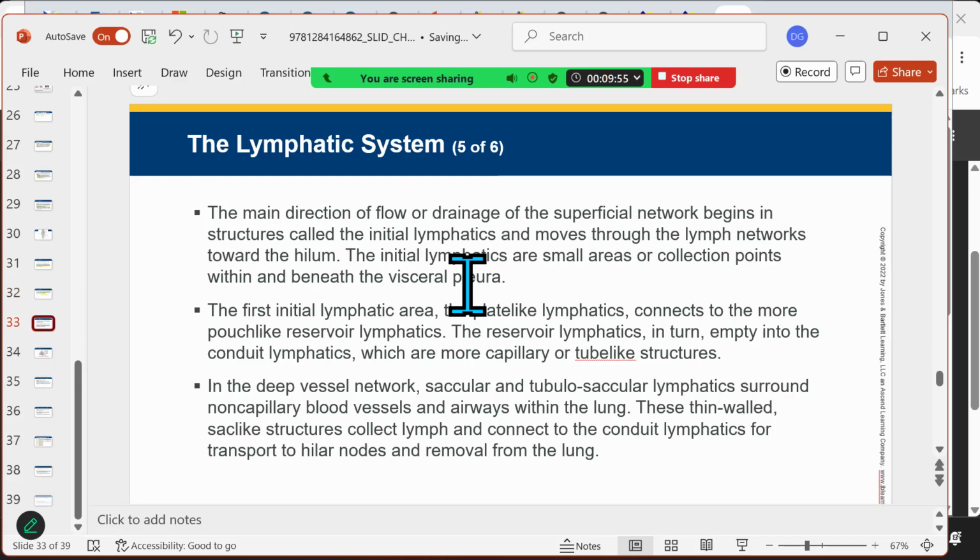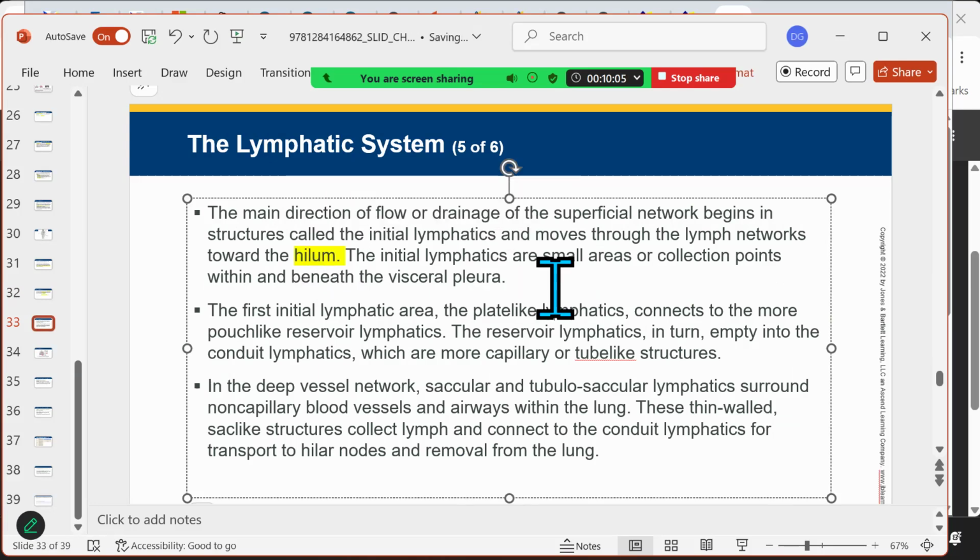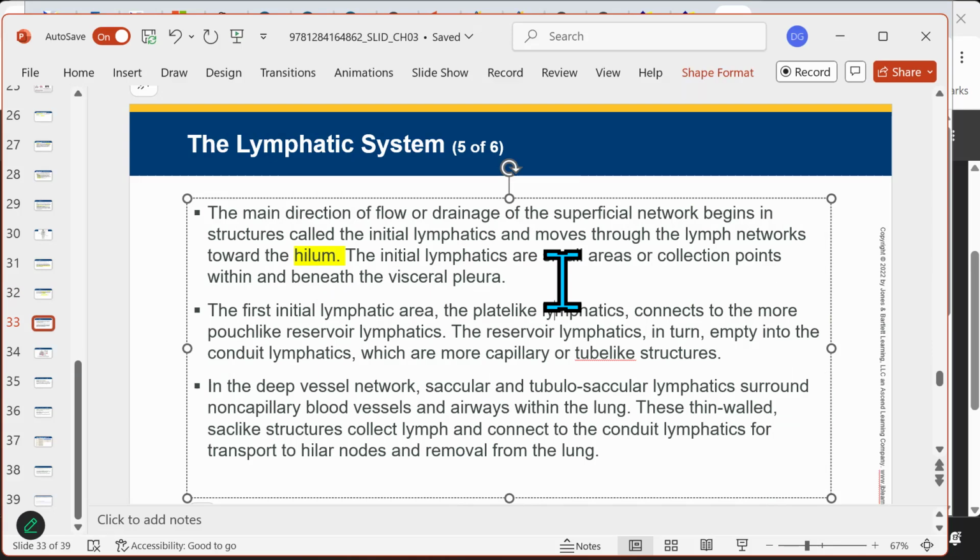Moving ahead, the main direction of flow, initial lymphatics moves through the lymph networks toward the hilum. The reason the hilum looks whiter than the rest of the x-ray is because all these vessels come together there. We've got the pulmonary arteries, pulmonary veins, lymphatics, and the main airways. So the hilum of the x-ray is always whiter on both sides than other tissues in the lung.